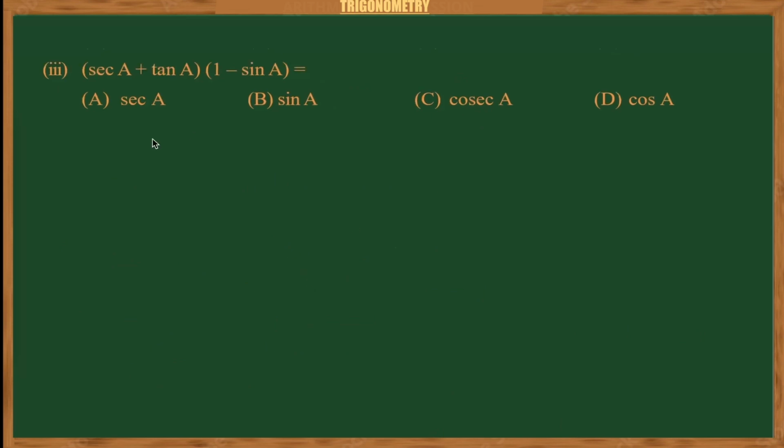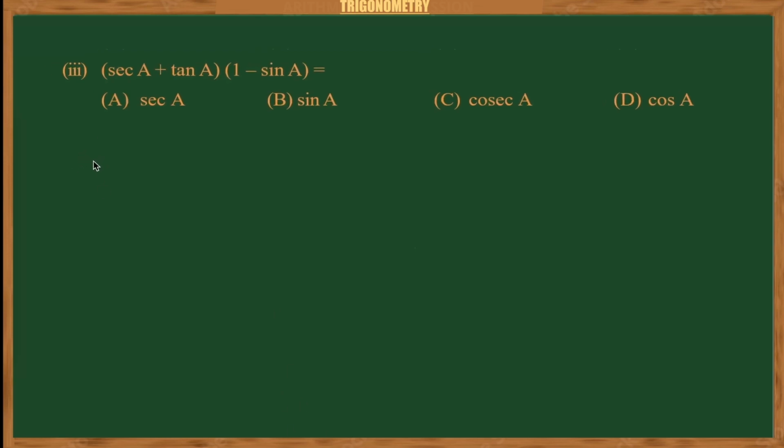Okay, students, so we have the next sub question: secant A plus tan A into 1 minus sin A. As I said in the previous question also, when you get this sort of question, you need to have the conversion in terms of sine and cos. So let's proceed with the question and simplify in terms of sine and cos. So the second one is secant A plus tan A into 1 minus sin A.